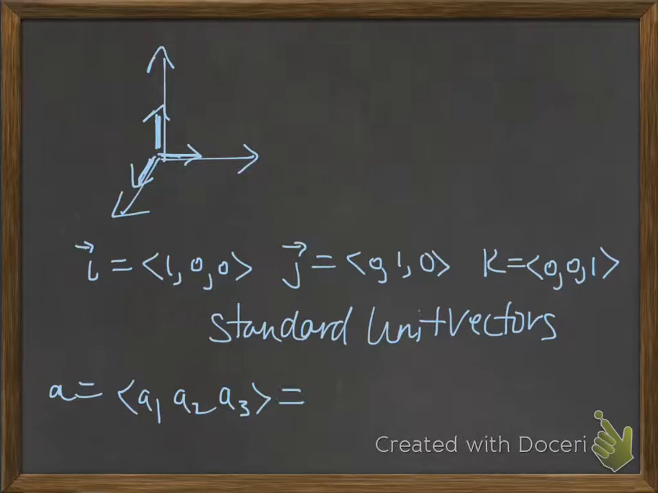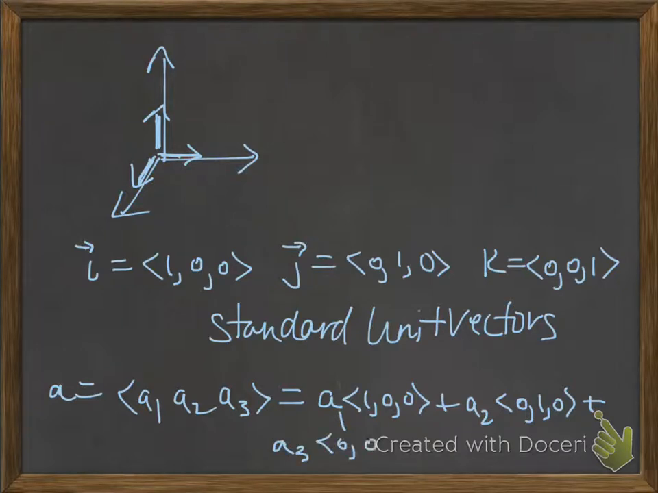And any vector that we have, A equals A1, A2, A3, we can write that as the sum of our unit vectors. It would be the same thing as A1 times 1, 0, 0, I'm sorry, A1, A2 times 0, 1, 0 plus A3 times 0, 0, 1. Or A1 i plus A2 j plus A3 k. And that's pretty neat. That'll come up a lot with us.